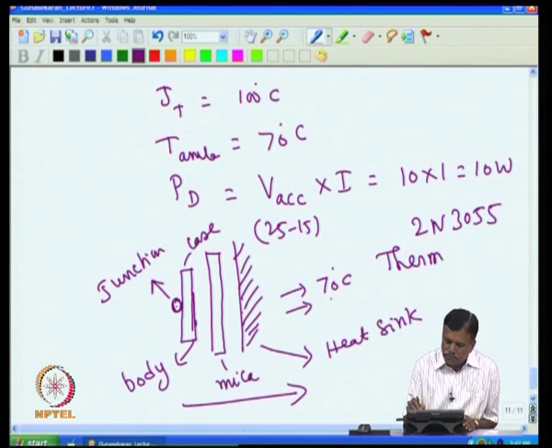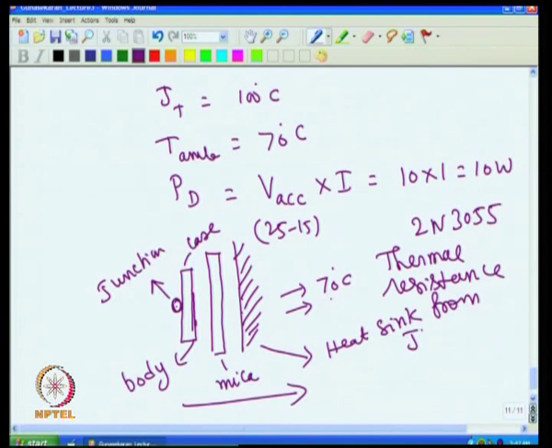Thermal resistance from junction to case. It says it is 1.5 degree C per watt. That is, if I dissipate 1 watt of heat in the junction, then that 1 watt has to come to the case, and you will find the case and junction will differ by 1.5 degree, that is the case will be 1.5 degree lower than the junction. So, if it dissipates 10 watts, then the case will be 15 degree different from the junction.